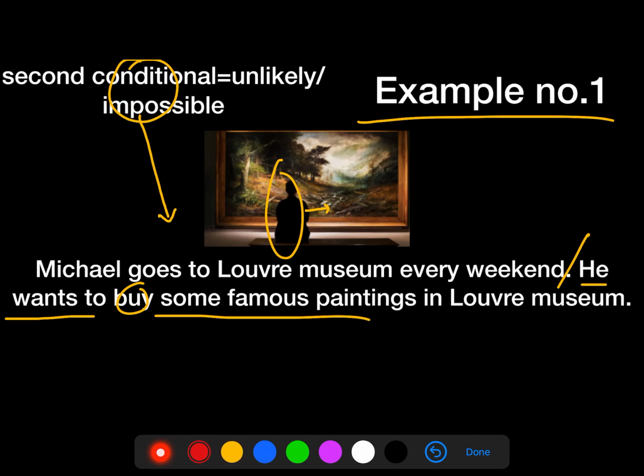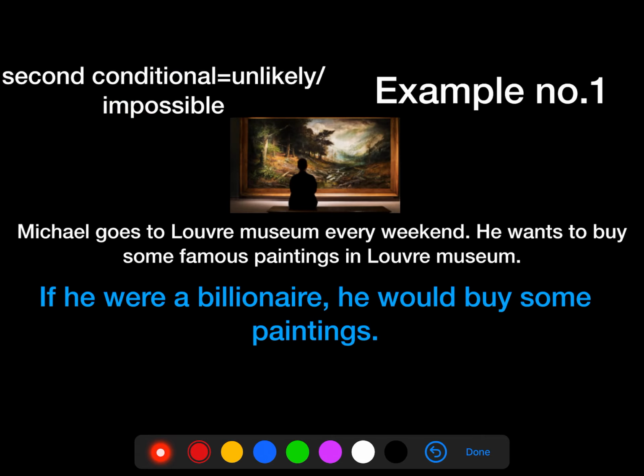So he starts to imagine the future situation. And he says, if he were a billionaire, he would buy some paintings. So if he were really rich, he would buy some paintings.